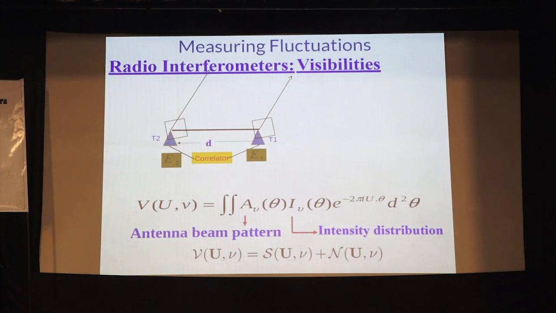So this is one schematic diagram. Suppose two antennas are present and the electric voltage is coming, and then finally we correlate these two antennas, and what we get is called the visibility. So that is the observable from the radio interferometer.